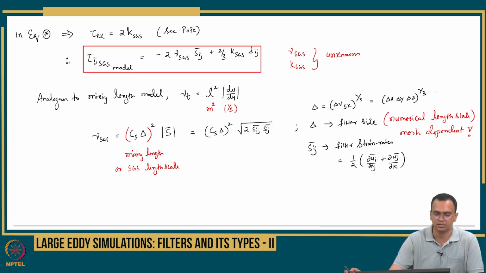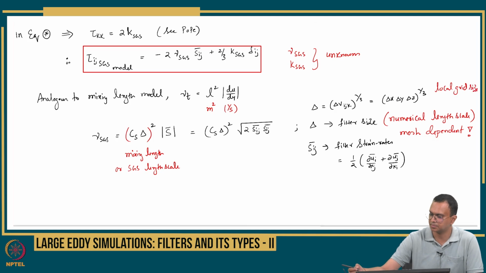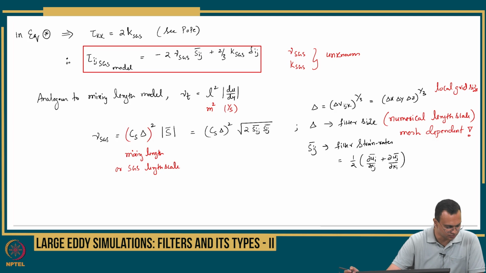Delta V_ijk is the index that you are using while coding, ijk index, and the control volume size delta V. So local grid size is being used here. So this is implicit box filter, finite volume method, right? So this is what you are using.